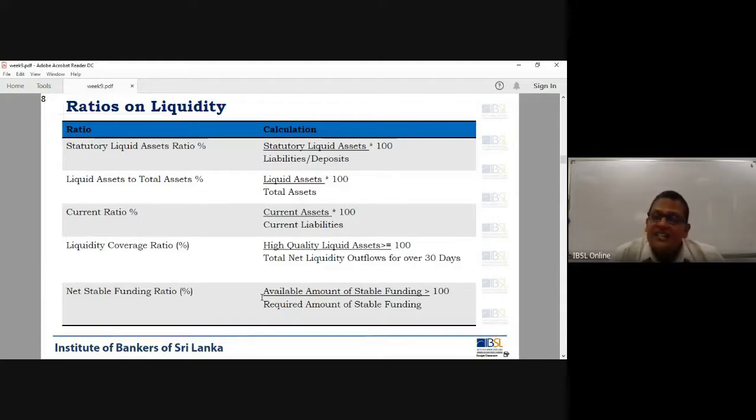If it is a licensed specialized bank, NSB for example, a bank which cannot maintain current accounts, then the statutory liquid asset ratio is calculated as statutory liquid assets divided by deposits multiplied by 100. Somebody may ask what the statutory liquid assets are. What are the statutory liquid assets? Can anybody answer?